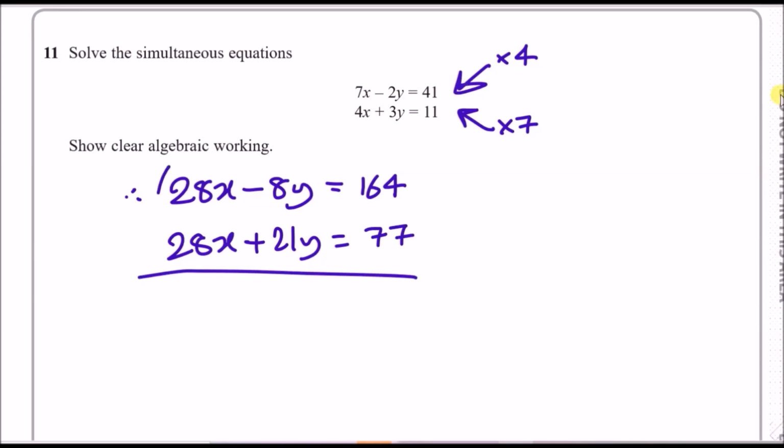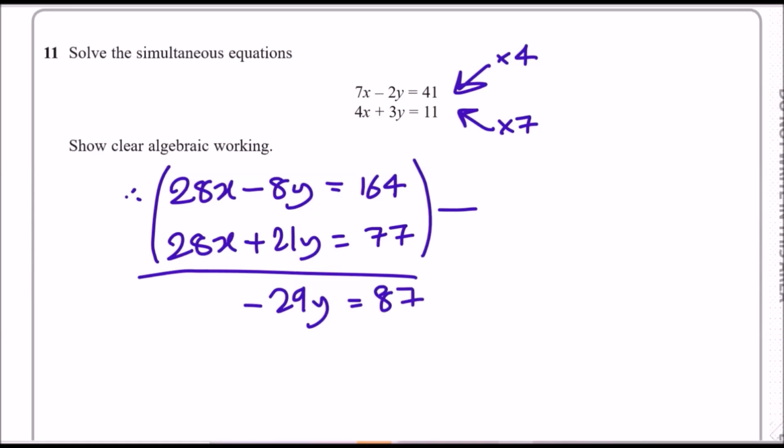Now here we just want to subtract these two, yeah? And doing that will get rid of the 28x. So subtracting these two, that becomes nothing. Minus 8, take away 21 gives us minus 29y. So be very careful with the subtraction. And then 164, take away 77 should give us 87.